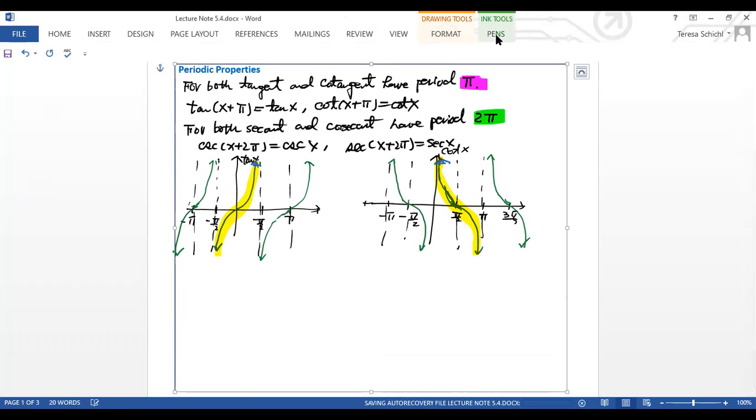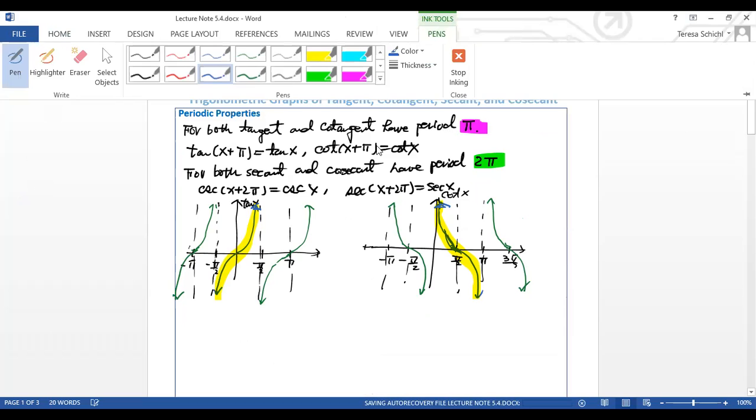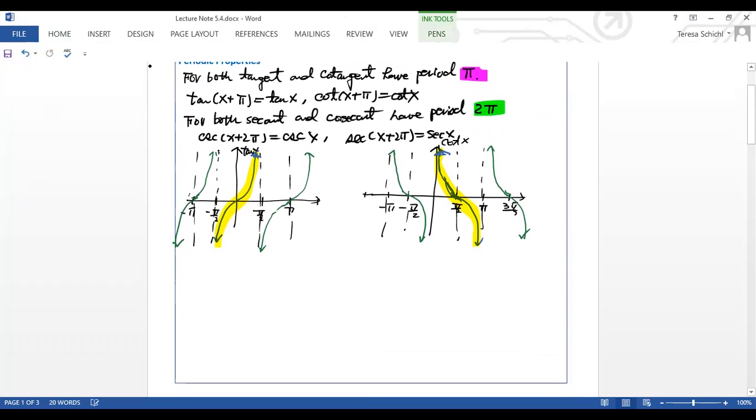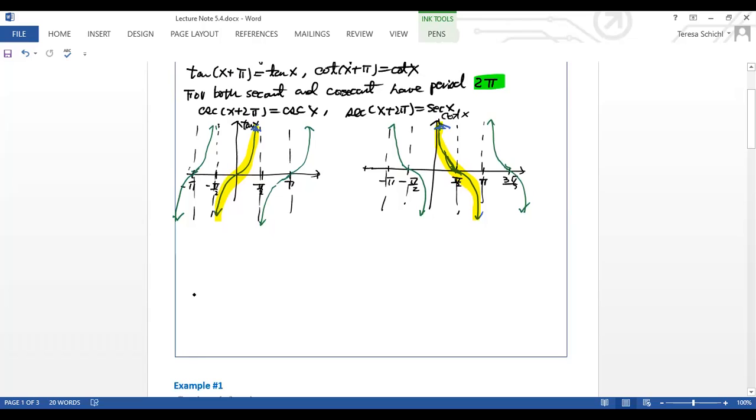Okay, so now let's take a look at the secant and the cosecant here. We know the cosecant is the reciprocal of sine, right? So this is 1, 2, 3, 4, 1, 2, 3, 4. So this is pi, this is 2 pi, this is pi over 2, this is 3 pi over 2, this is negative pi over 2, negative pi, negative 3 pi over 2, and negative 2 pi. So I'm going to do the sine function first, right?